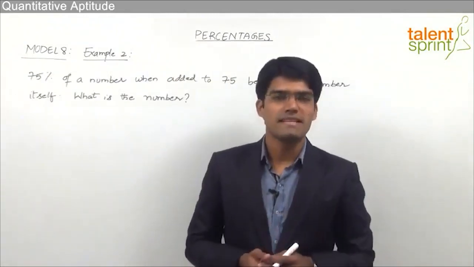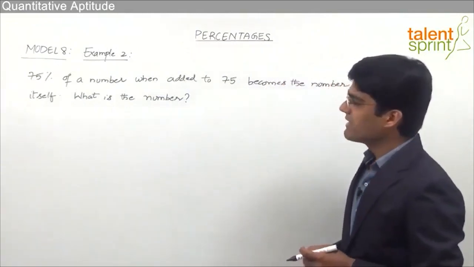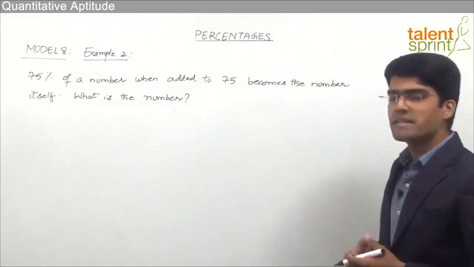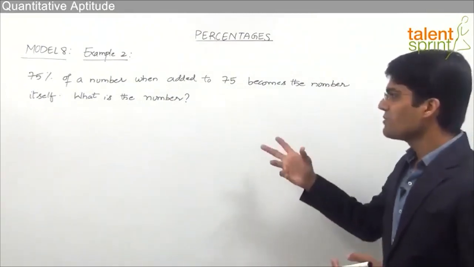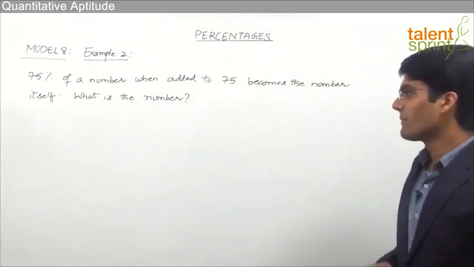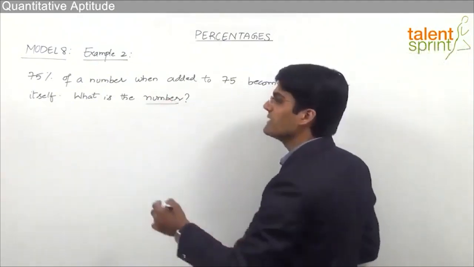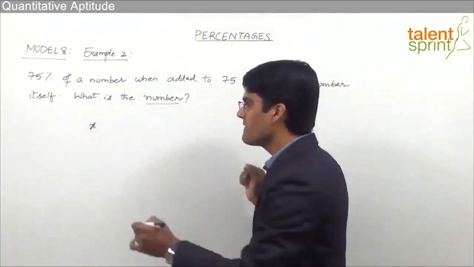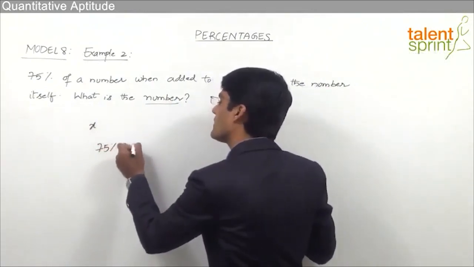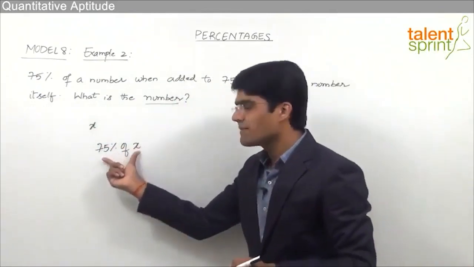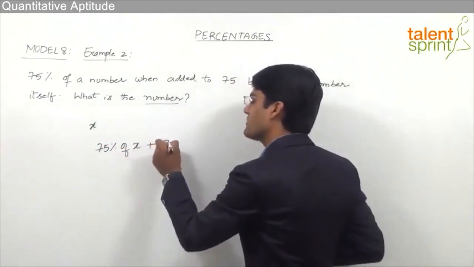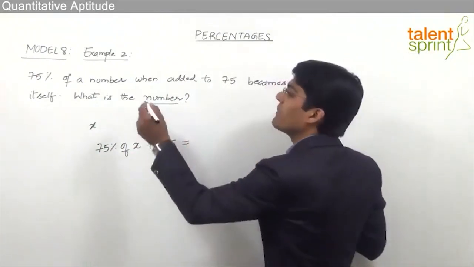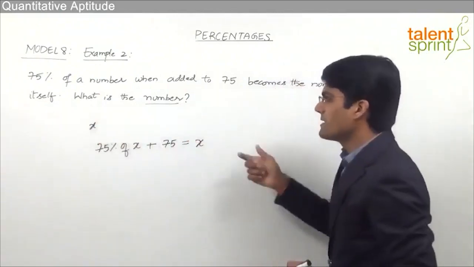Let us now take one more typical example from percentages. The question here is: 75% of a number when added to 75 becomes the number itself. What is the number? So it appears to be a little complicated, but this is a very simple question. Let us assume that the number which it is talking about is x. Now the question says 75% of a number, that means 75% of x, when added to 75, that means this value 75% of x when added to 75, becomes the number itself. That means the sum of these two should be equal to the number itself, that is nothing but x. And we are supposed to find out what is the number.